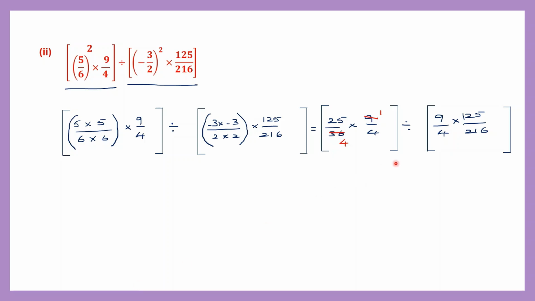So here also you can see you can't cancel 4 and 125. But can we cancel 9 and 216? Okay, let's see whether 216 is divisible by 9. Now how do we do that? What is the test of divisibility for 9? We have to add up these numbers, isn't it? 2 plus 1 is 3. 3 plus 6 is 9. Now 9 is divisible by 9.